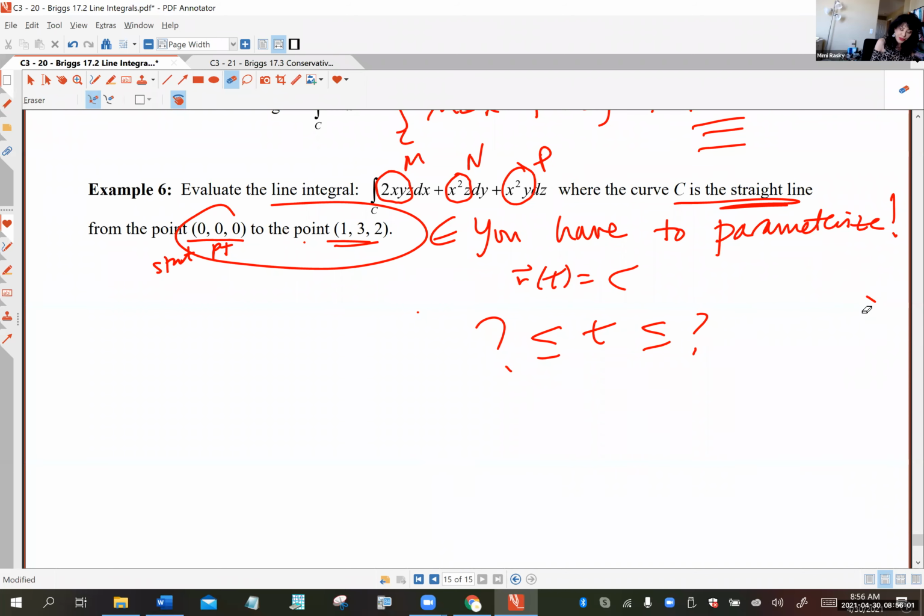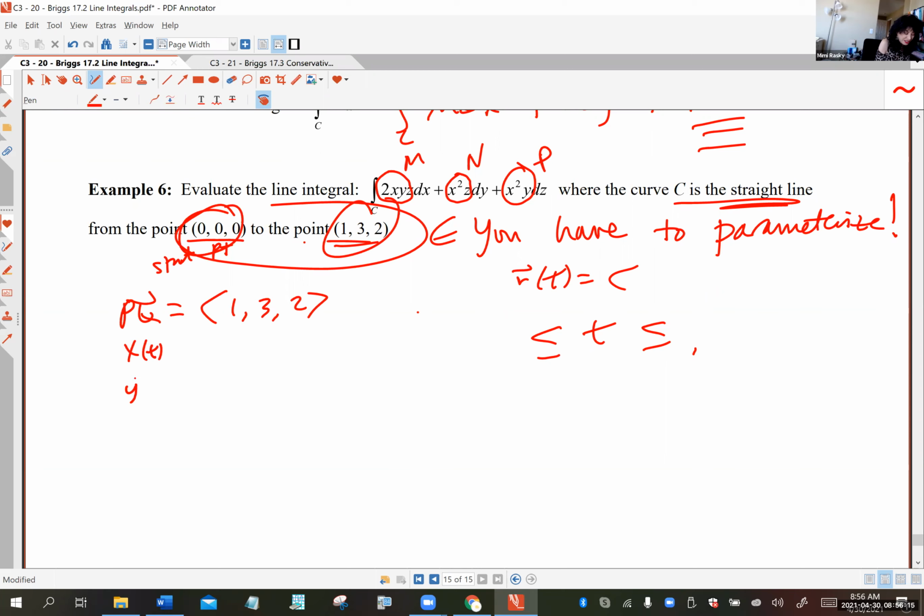So good news though. You guys have parameterized lines since the last 2 months. So if somebody gives you a starting and stopping point, remember you get the PQ direction vector. And then you get your x of t, your y of t, your z of t, your parametric equations. You've done this before. And we'll just use 0, 0, 0 as our point, and 1 times t, 3 times t, 2 times t, put it all into a vector valued function, over here.